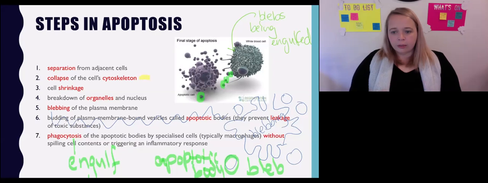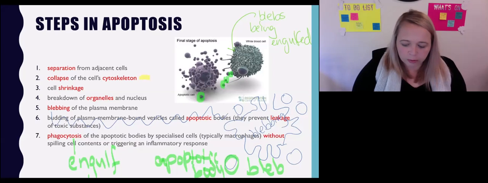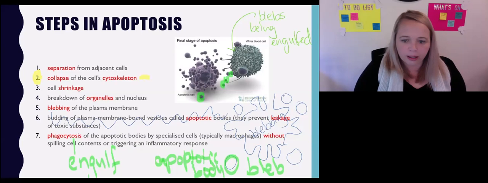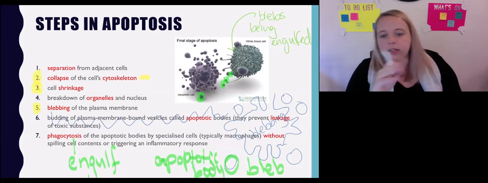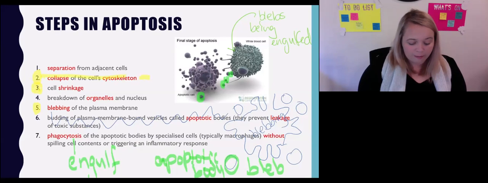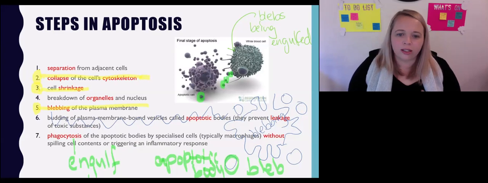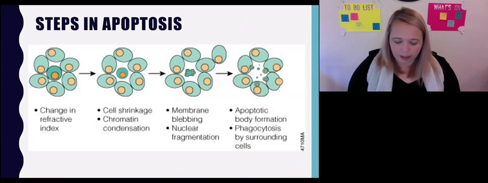So to me, I know it says that there are 7 points here. In terms of ones that you really need to talk about when you're talking about the steps in apoptosis, I always talk about the collapse of the cell's cytoskeleton. I always talk about blebbing. Yeah. I like to also mention the cell shrinkage. So if you are really struggling with this, they are the 3 take-home points that you really, really need to know when it comes to apoptosis. The phagocytosis is what happens after the steps in apoptosis occur, but let's just have another look.